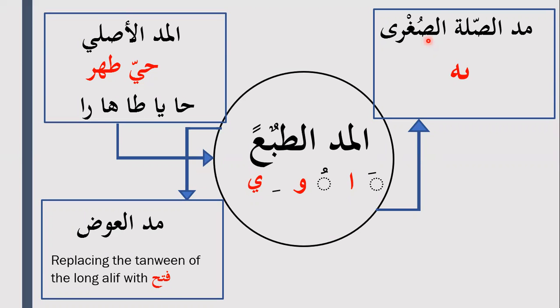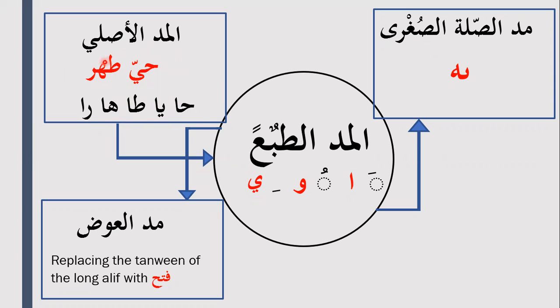Today, inshallah, I'm going to go through Mad al-Asli. Mad al-Asli means the original type of mad. It is collected in the letters of Hayya Tohar, or in the phrase, should I say, Hayya Tohar. So this is the phrase, and the letters are Ha, Ya, Tho, Ha, Ra. So the phrase consists of these following letters.